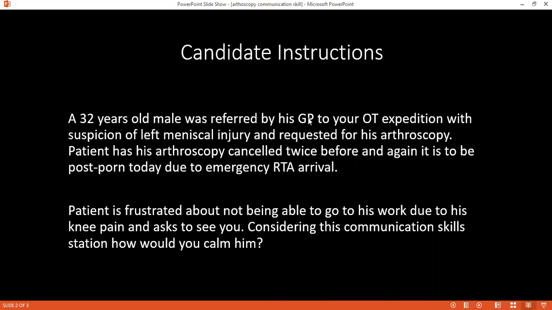Yes, I know that you are here today for your knee operation. I do apologize that our consultant, Mr. Man, has been called for an emergency case. So I'm really sorry to inform you that we will not be able to carry out your operation today. I'm so sorry, sir.